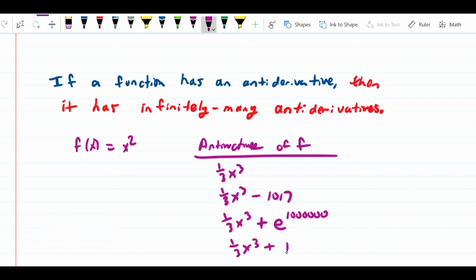So you can see I can simply add any constant to the result and get another antiderivative. And since there are infinitely many possible real valued constants, that means that there are infinitely many different antiderivatives. There's no such thing as a function that has only one antiderivative. They all have many, many, many antiderivatives.